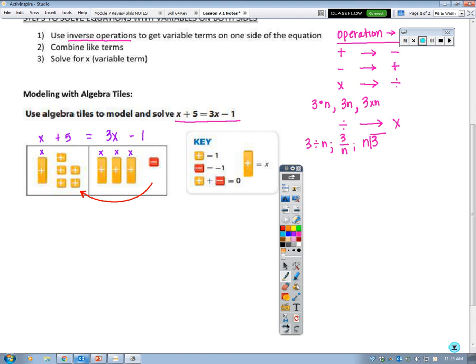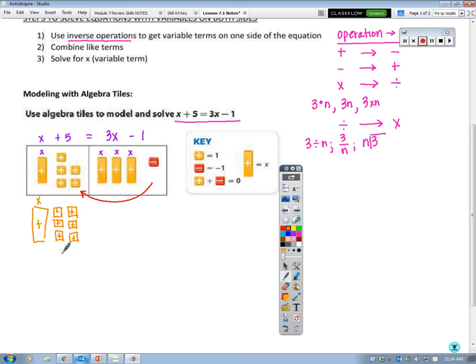Since I did color code it, I'm going to have a positive x still, because that hasn't changed. I'm going to have my 5 positives over here, because that hasn't changed. And then when I move this, the inverse of this negative 1 is a positive. Anytime you cross that equal sign, it becomes the opposite. So this negative 1 became a positive 1.